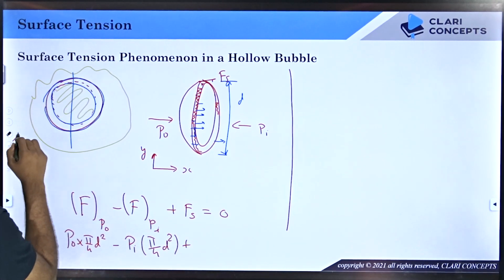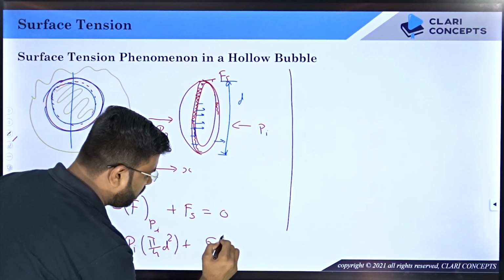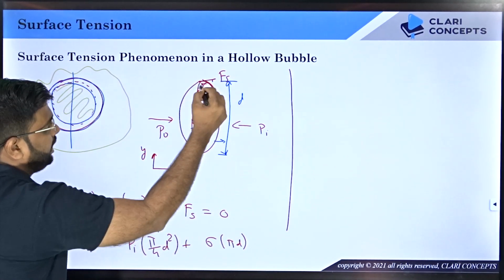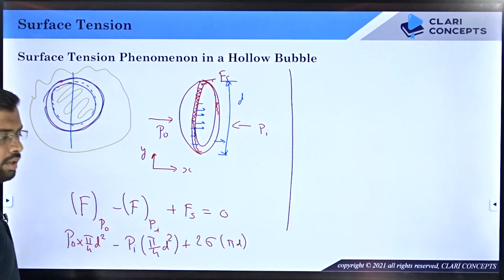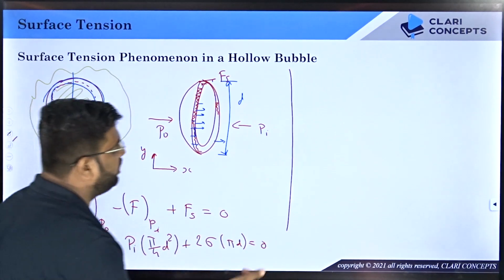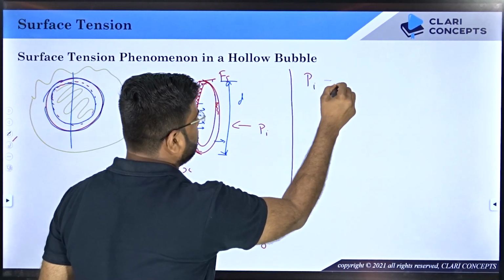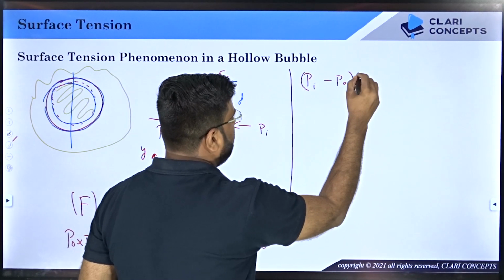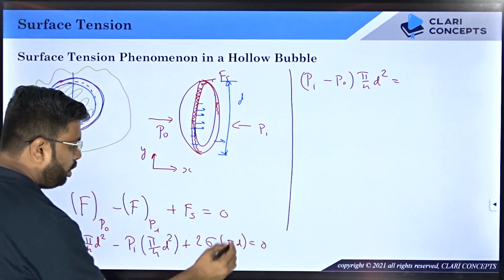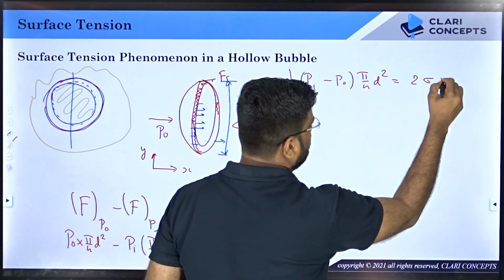Sigma pi d. Why? Because sigma into circumferential length will give you the surface tension force on one of the surfaces. There are two such surfaces, so you put 2 over here, equals to 0. Now you take both these terms on the right hand side and keep this as it is. So it will be (Pi minus PO) pi by 4 d square equals to 2 sigma pi d as it is, right?